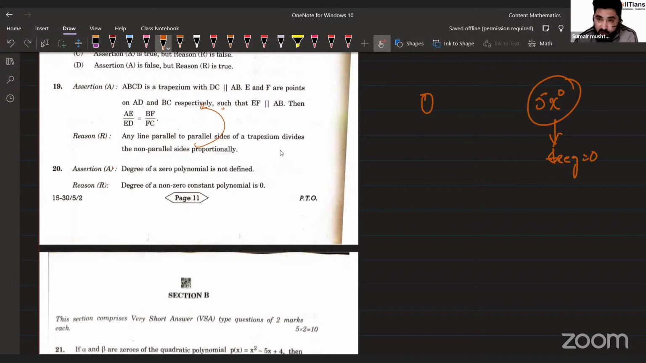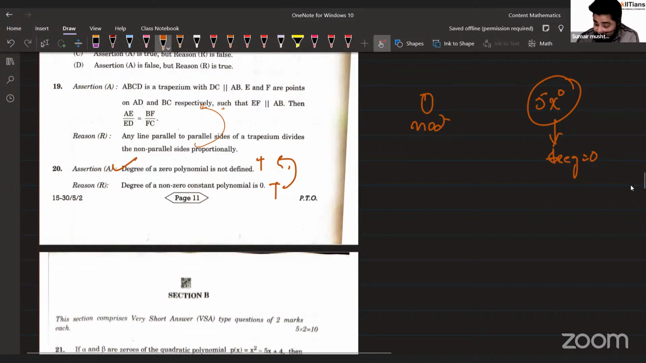But what is the degree of 0? Joan, what's the degree of 0? Not defined, because we can't put it as a perfect power. It is not defined. Yes, this is true. This is also true. But this can't be the correct explanation of this. So option number B is correct for this.